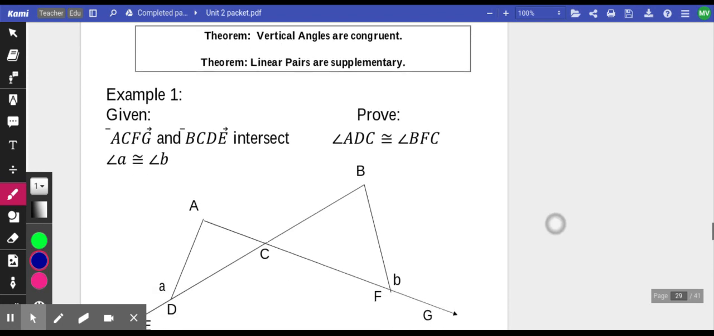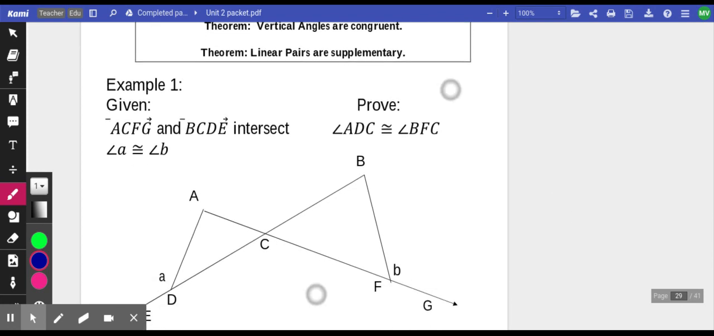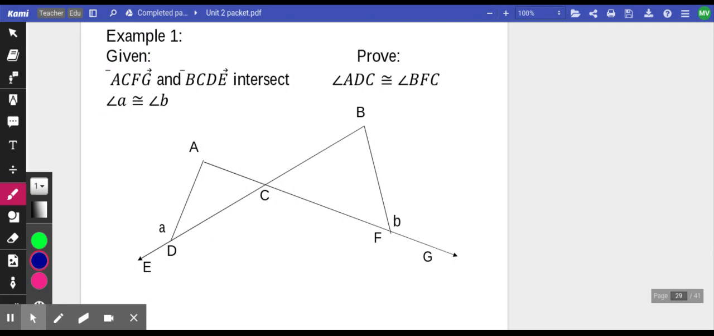So if I look at my example here that I want to do with you, it's given that ACFG and BCDE intersect. That's really just saying these two are lines, and that I know angle A is congruent to angle B. So I'm going to label those congruent. And then I want to prove, and this is where I'm going to use a different color to show what I want to prove, which is ADC is congruent to BFC.